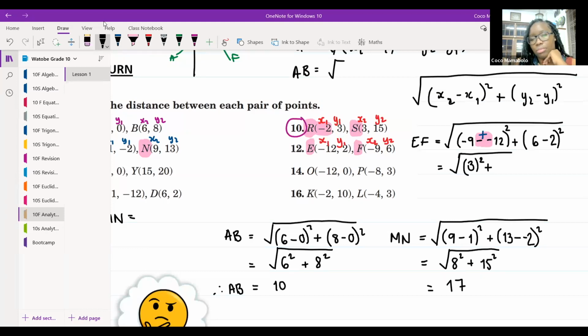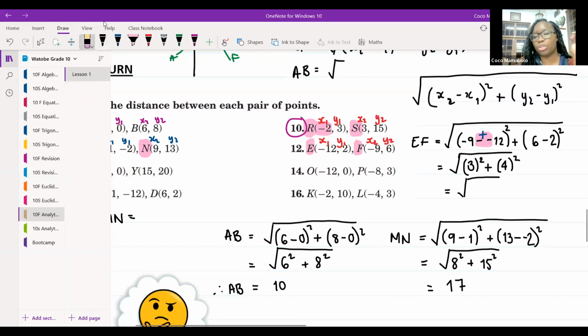6 minus 2 is 4. Good, 4 squared. Ma'am, I was asking, does the squared apply to all the numbers inside the brackets? Yes, it must. Okay, and then I'm going to take the square root of this whole thing.